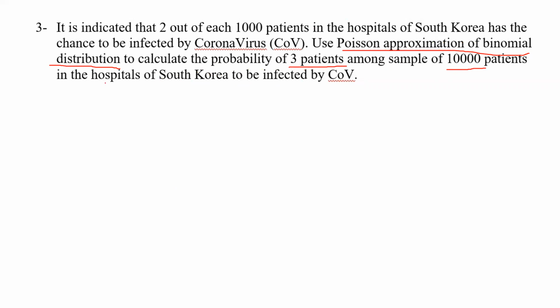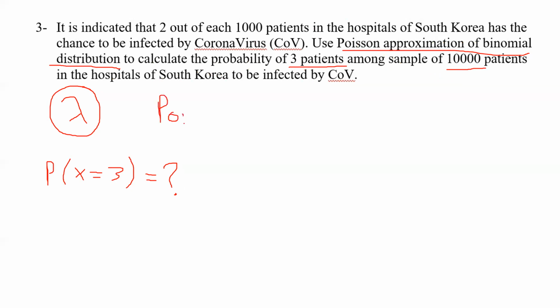Okay, so here we should know how to find lambda. If you find that, then it's easy to use the formula and find the answer, because the question is, what is the probability of 3 patients? The only thing left to do is to know which distribution we are talking about and how to calculate the parameters and then use the formula. So I want to use Poisson approximation of binomial distribution. This is the distribution that I'm looking for. But the question you should ask yourself: how to calculate lambda?